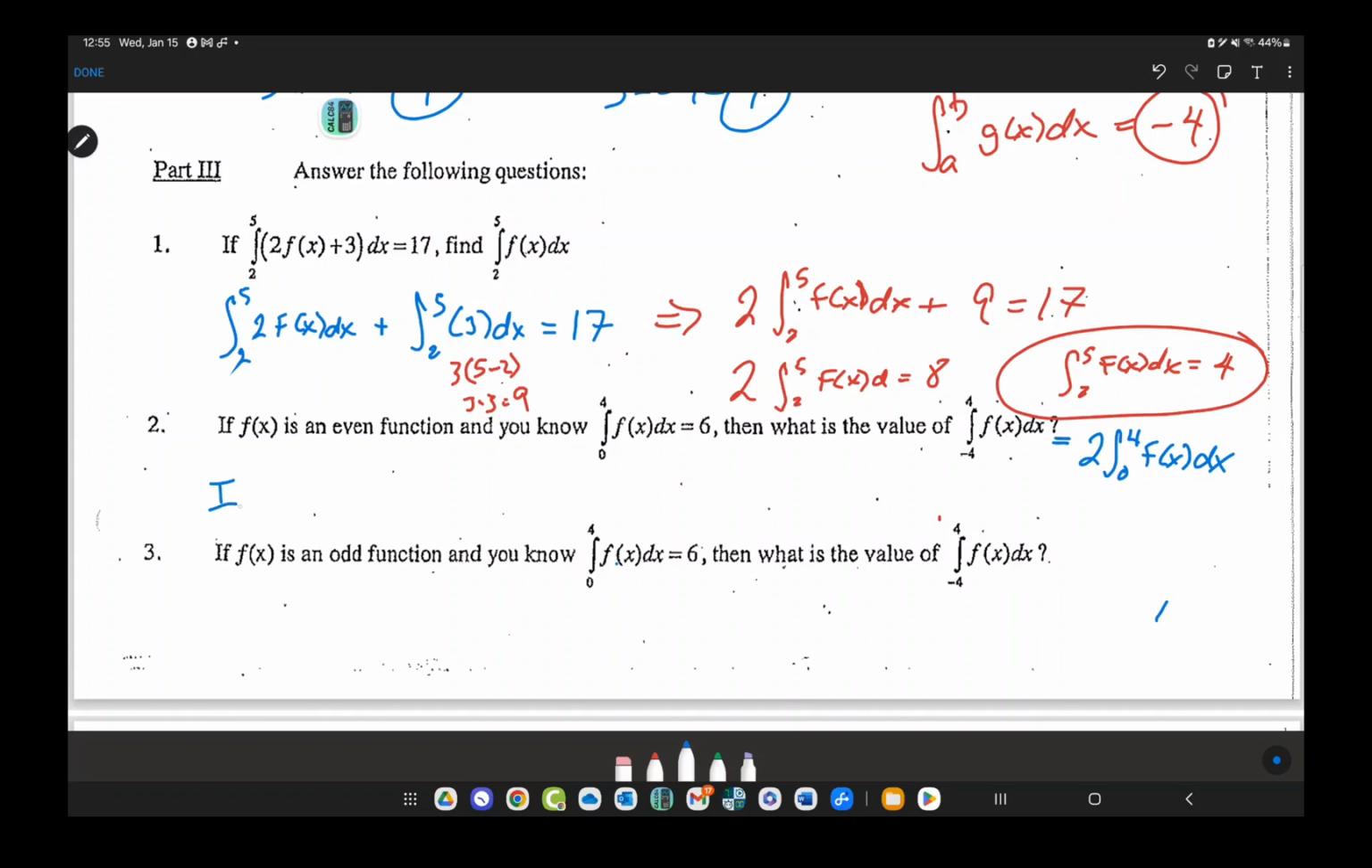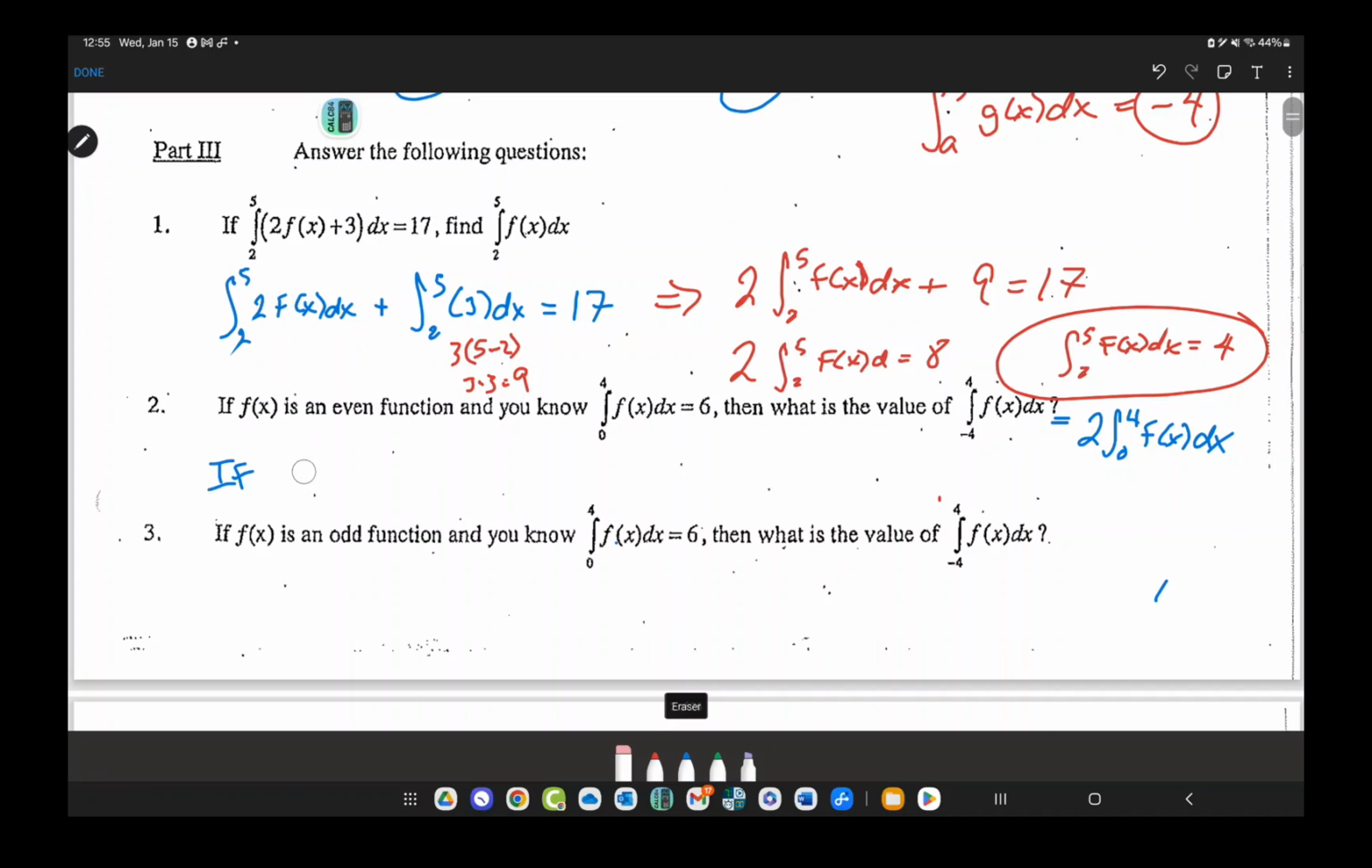So, let's use actual real words. If f of x is even, then the integral from negative a to a of f of x dx is equal to 2 times the integral from 0 to a.